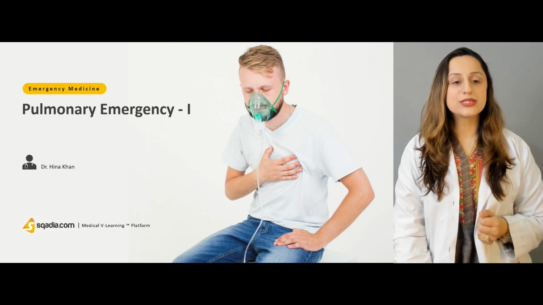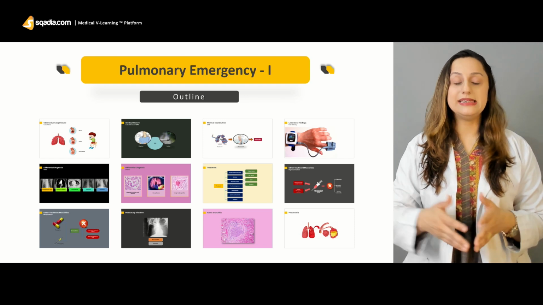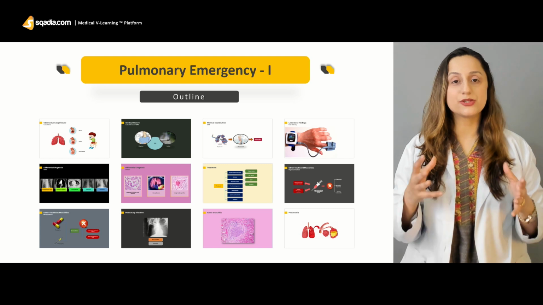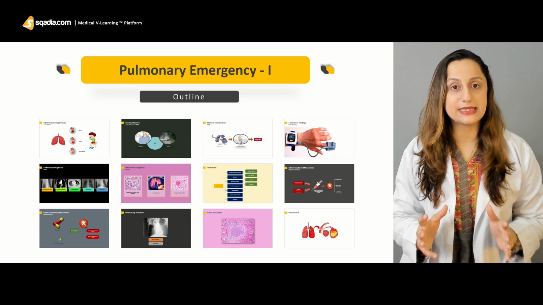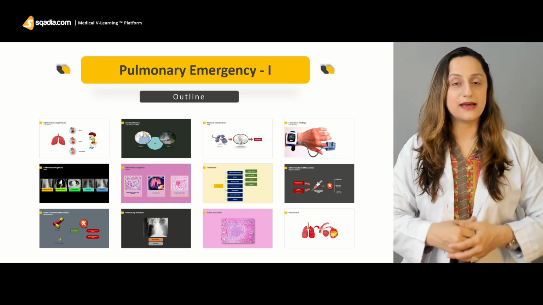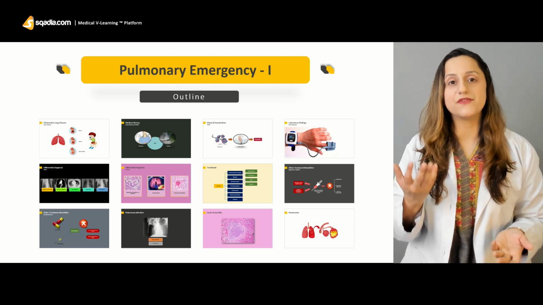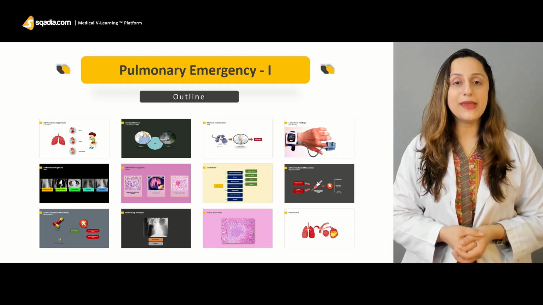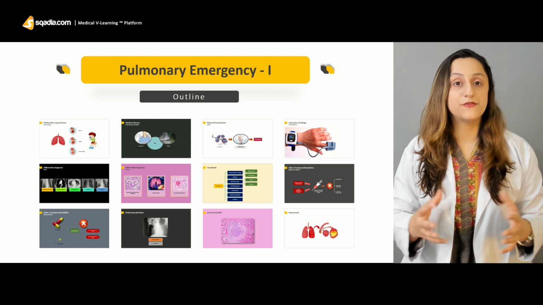So starting off, the outline of the lecture basically consists of the basic underlying pathologies that we're going to go through. Specifically, this is the first part of the pulmonary emergencies, comprising the inflammatory conditions consisting of asthma. We have the chronic obstructive pulmonary diseases, and then we have the infectious states ending up in fatal conditions.